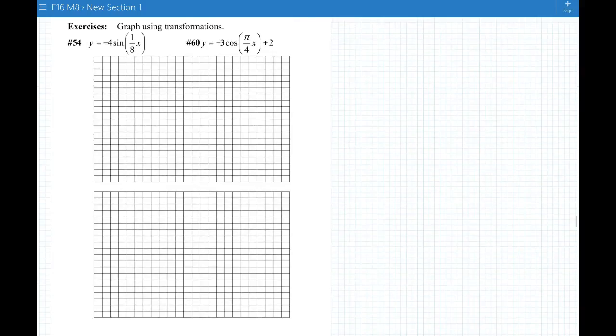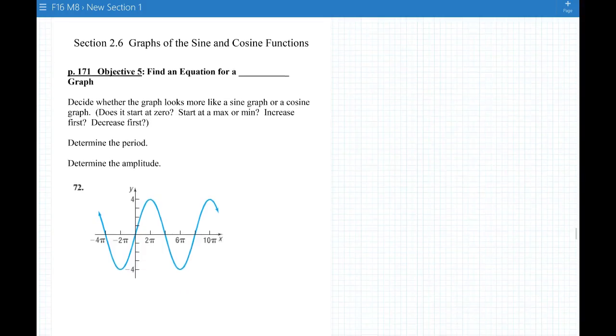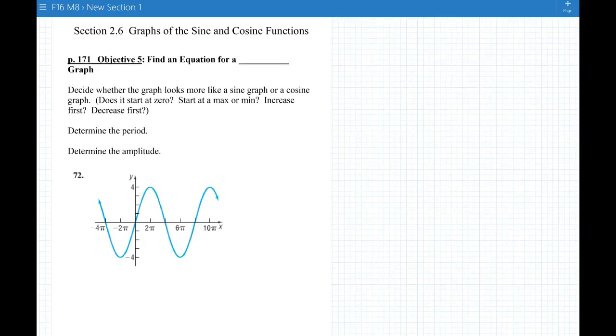So we're going to draw some graphs in class, and here are our examples to work on. And objective 5 is to find an equation for a sinusoidal graph. So this is kind of working in the opposite direction, looking at a picture and deciding what is the equation of this graph.